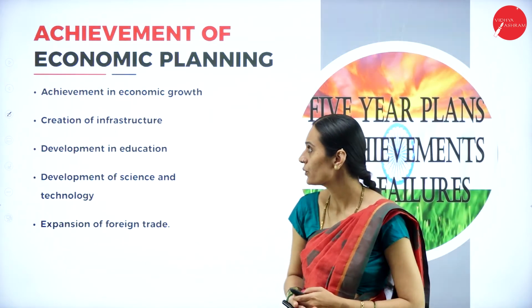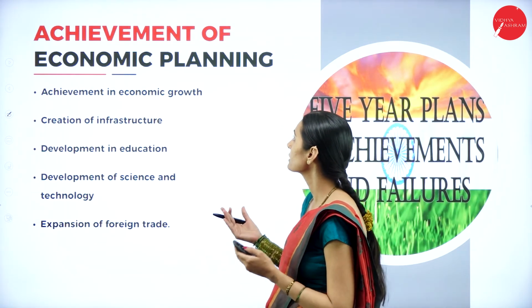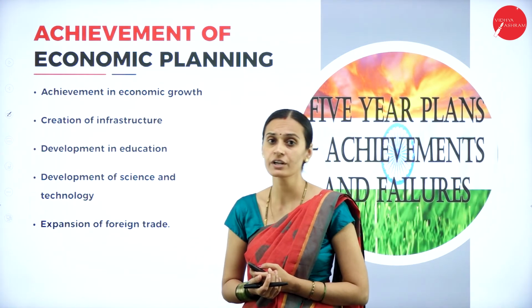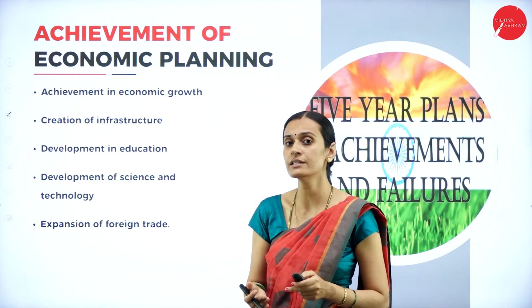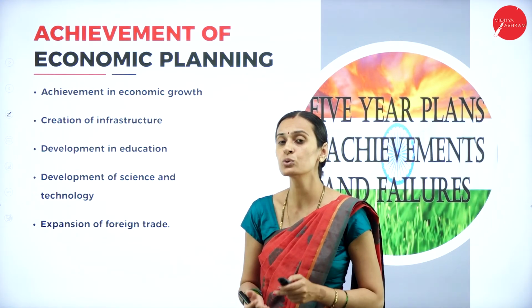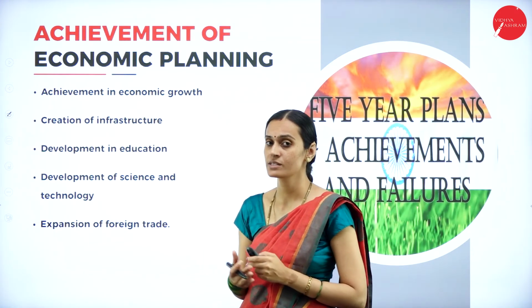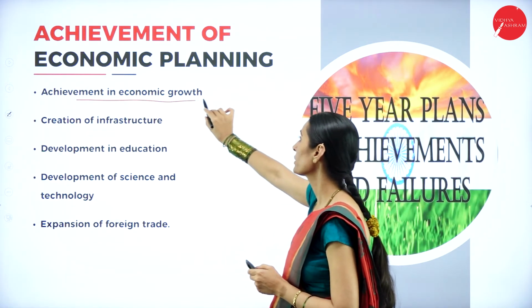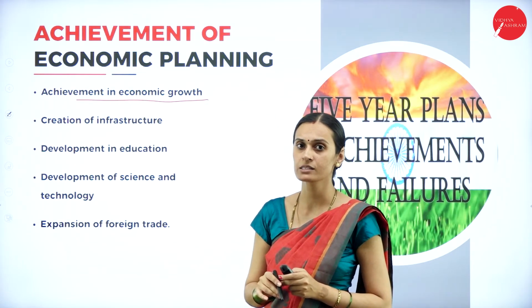And moving forward, the last part of this chapter is the achievements of economic planning, what we have achieved after adopting the plan. Since 1951 till 2014, what we have achieved by sector-wise development. Of course, that is achievement in economic growth, which is one of the major objectives of economic planning.